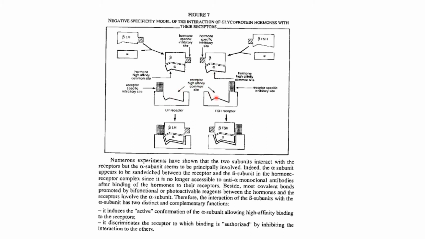Okay? So it's the beta subunit that has this little thumb sticking off of here, and you can see that LH, as drawn in this picture, would only fit with the LH receptor because this knob here would come in contact with that inhibitory site.